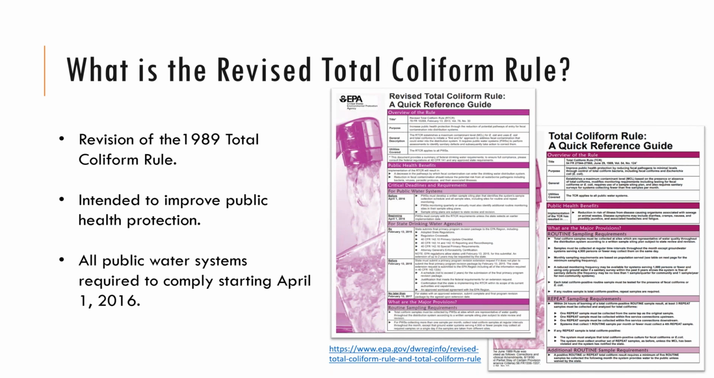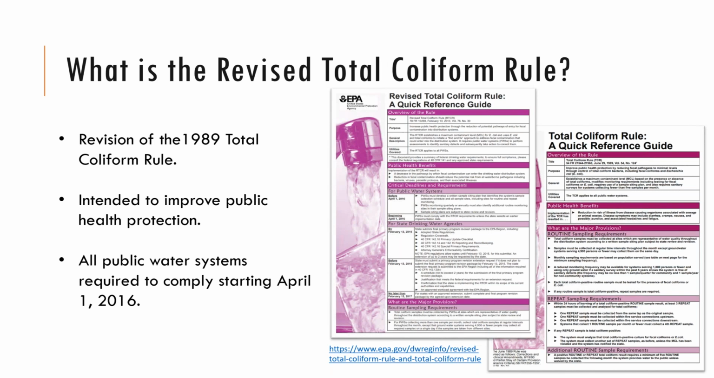So this rule is designed to improve the protection of public health by using the presence of these indicator organisms as a trigger to assess and correct a failure in the system and to notify the state and public about the contamination. This rule is a revision of the 1989 Total Coliform Rule, TCR, and all water systems have been required to comply with the RTCR since April of 2016.